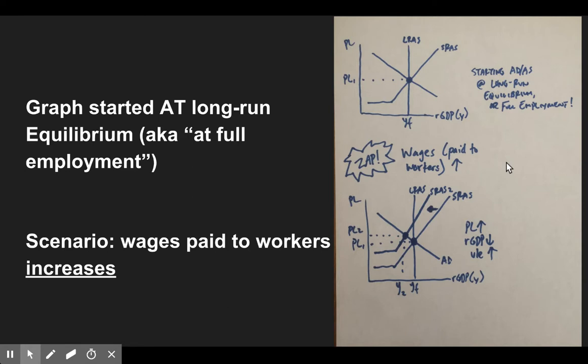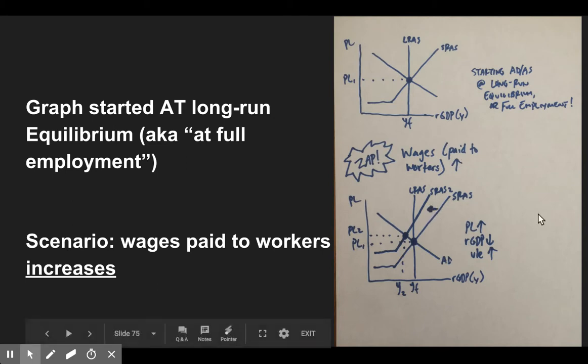So if wages increase, we know that's a short run impact, because wages could keep increasing or they could also decrease at any point. So if wages increase, that means businesses are spending more money on workers and less money on resources and other parts of production. So that means aggregate supply will decrease, or shift to the left. So again, as a result of wages or minimum wage increasing, SRAS shifts to the left.